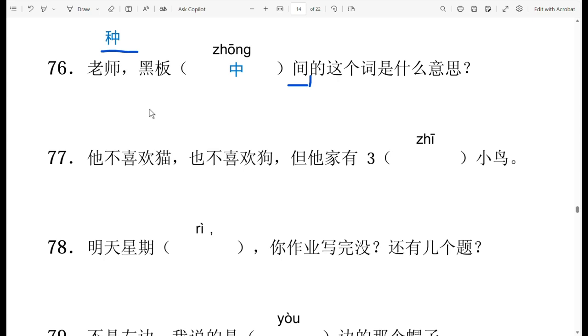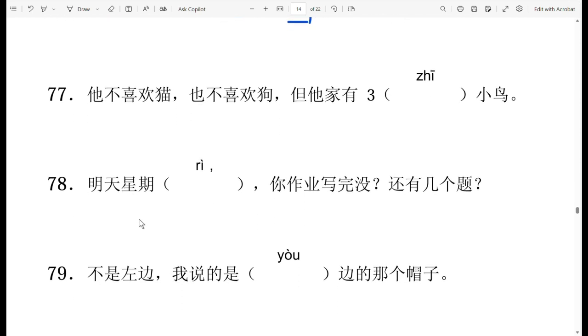And indeed, it makes sense because it would translate to teacher. 黑板中间的. So in the center or in the middle of the blackboard, this is a relative sentence, so we need to read the end first. 这个字是什么意思? So this character that is in the middle of the blackboard, what does it mean? So it is this character. So let's apply the same logic to the following sentences.